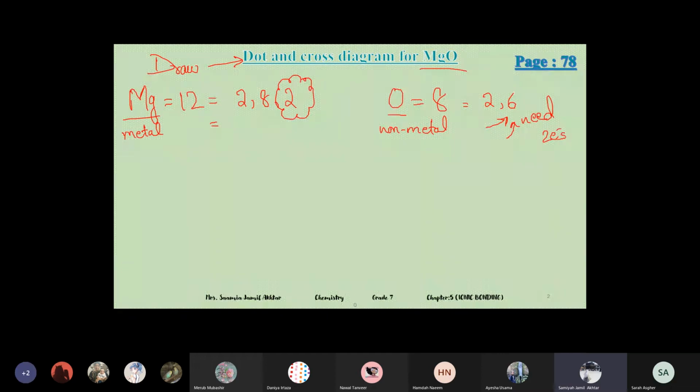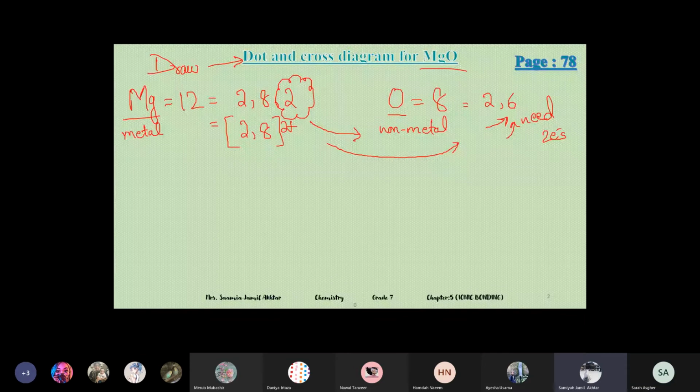Oxygen needs 2 electrons, and magnesium has the ability to give those 2. So magnesium will give 2 electrons to oxygen. There will be 1 magnesium and 1 oxygen. After giving 2 electrons, magnesium will become 2, 8 in square brackets. And what will be the charge on magnesium? Positive, but how many positives? It is giving 2 electrons, so there will be a 2 plus charge on magnesium. Got it?